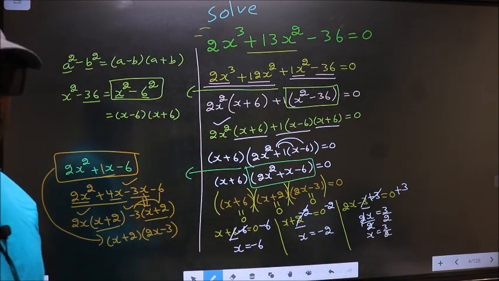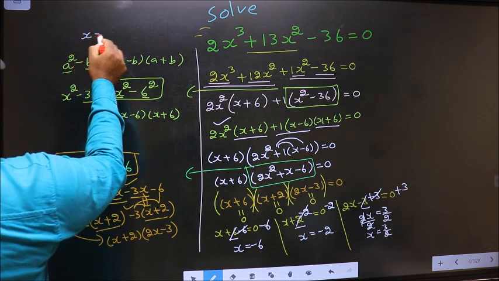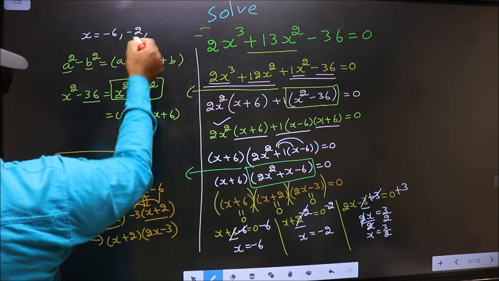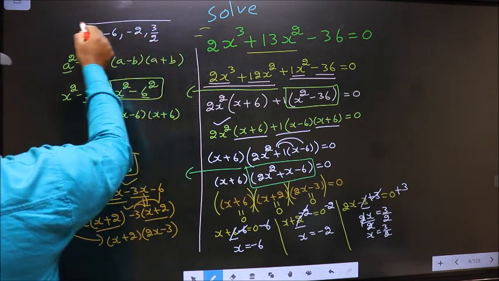So the x values that we got are minus 6, minus 2, 3 by 2. This is our answer.